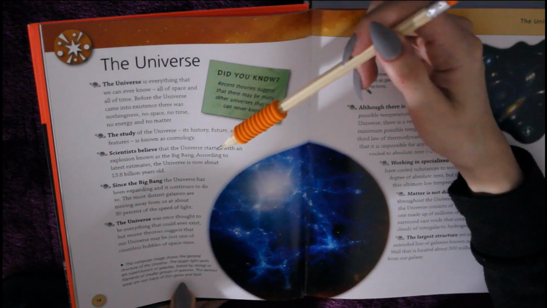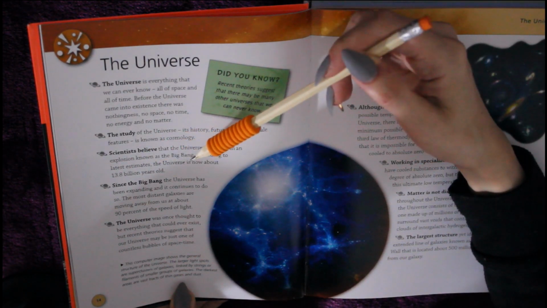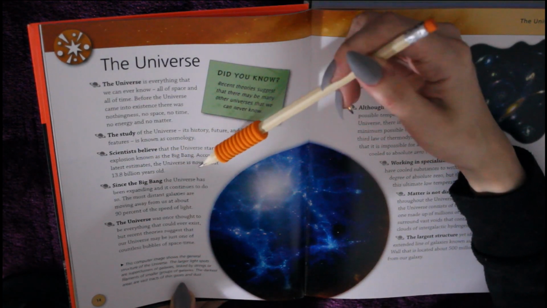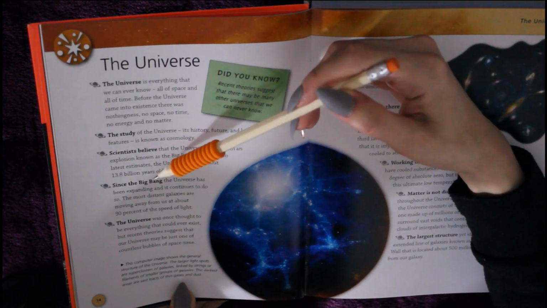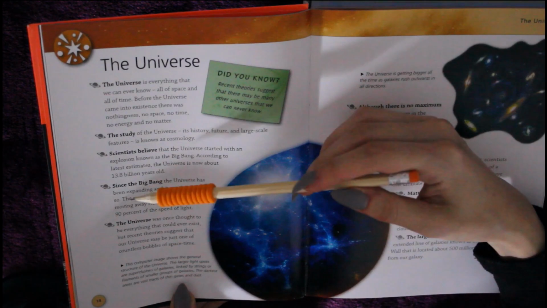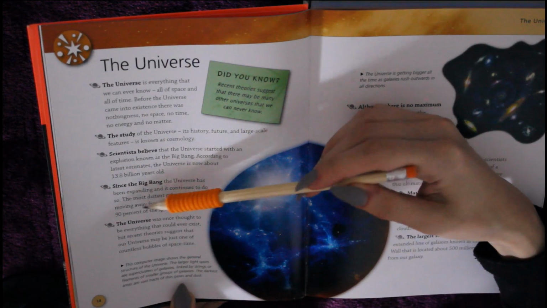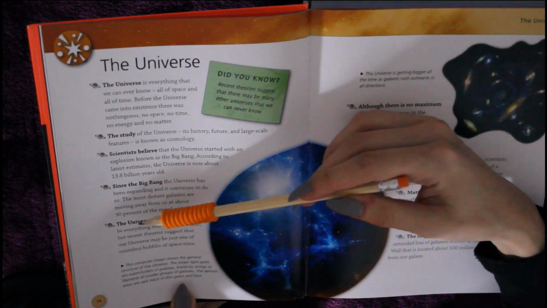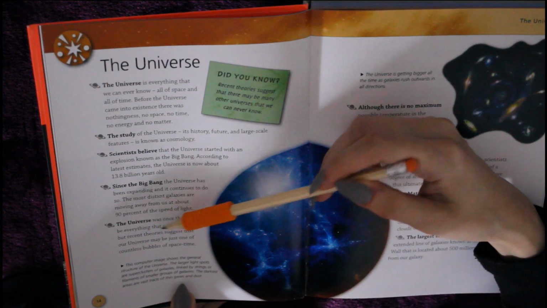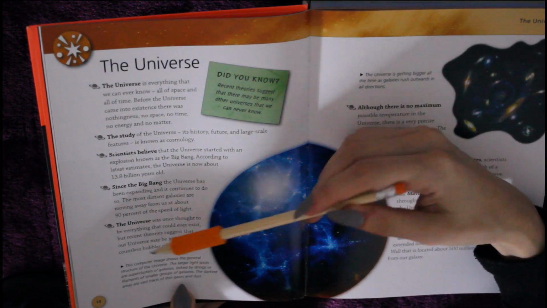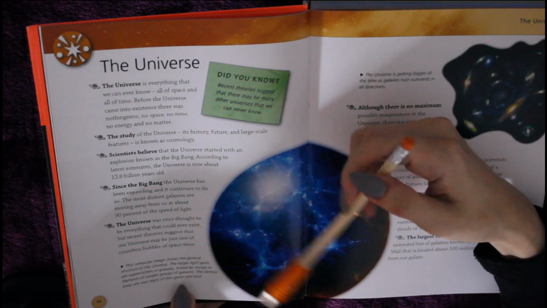Scientists believe that the universe started with an explosion known as the Big Bang. According to latest estimates, the universe is now about 13.8 billion years old. Since the Big Bang, the universe has been expanding and continues to do so. The most distant galaxies are moving away from us at about 90% of the speed of light. The universe was once thought to be everything that could ever exist, but recent theories suggest that our universe may be just one of countless bubbles of space-time.